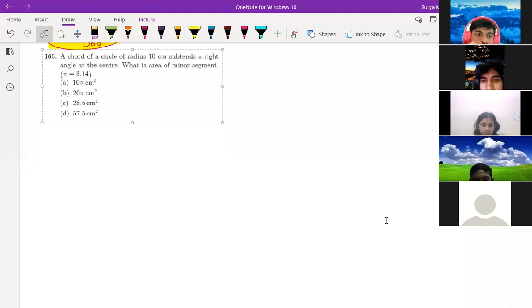So what is the answer for this? Area of minor segment. Take pi equal to 3.14. A chord of a circle of radius 10 centimeter subtends a right angle at the center. So what is the area of the minor segment? All of you try to find this question.